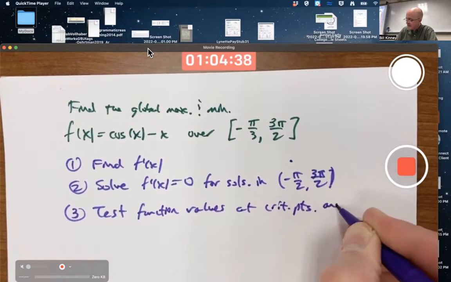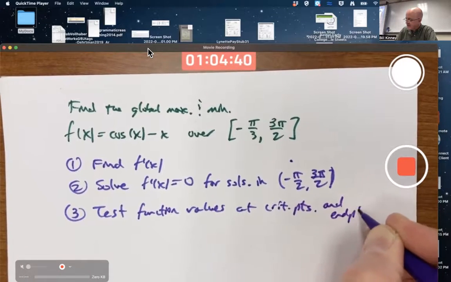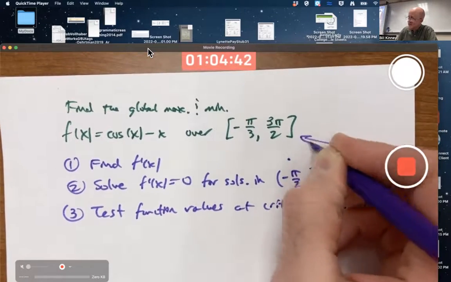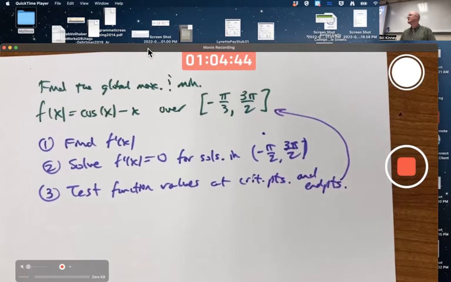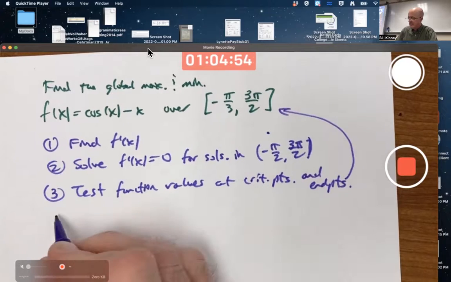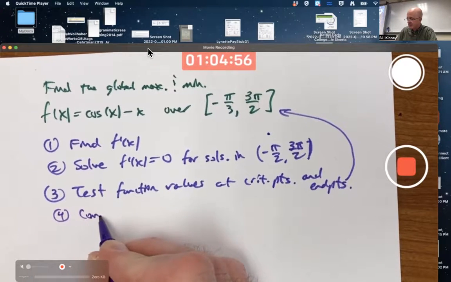and the endpoints. You don't typically do this in optimization problems, but there are some situations where you need to. The global maximum could occur at the endpoints. If you want confirmation of whether the answer is right, you can graph it. You should compare values as well as the fourth step here.